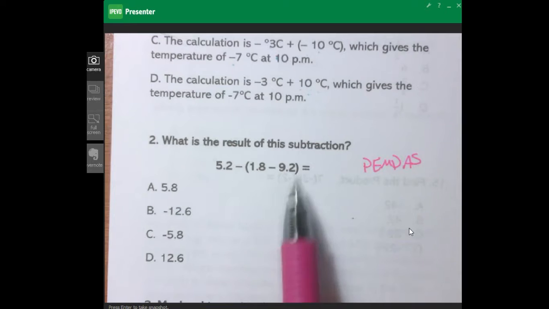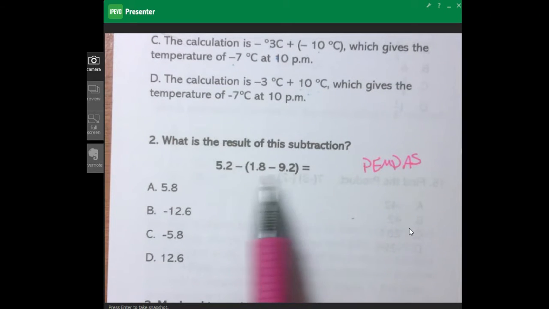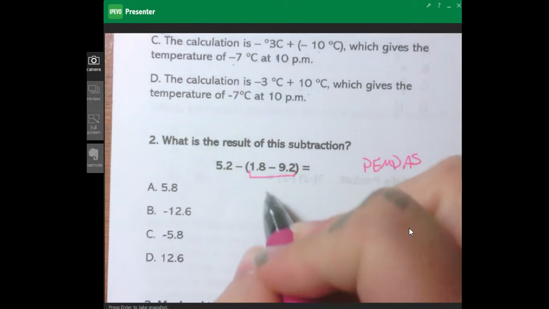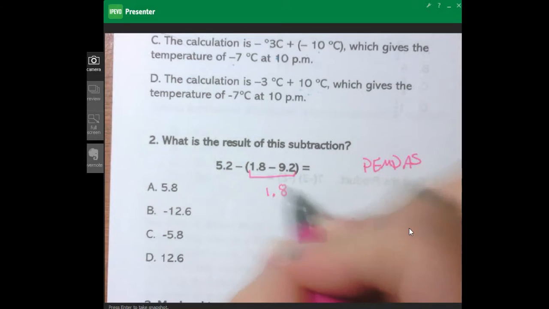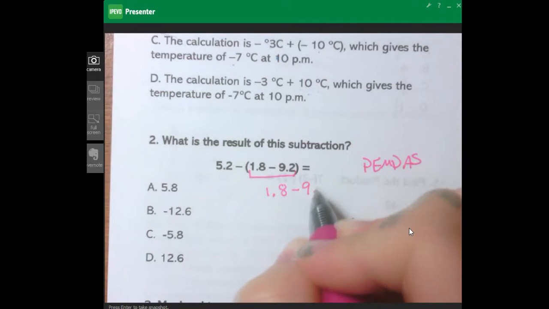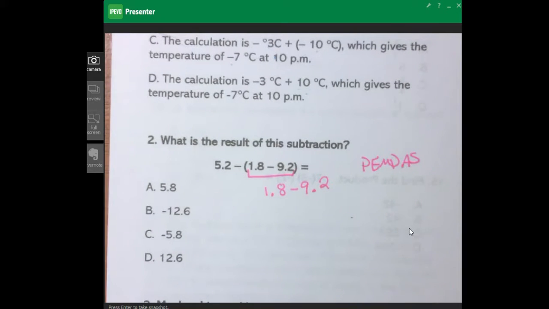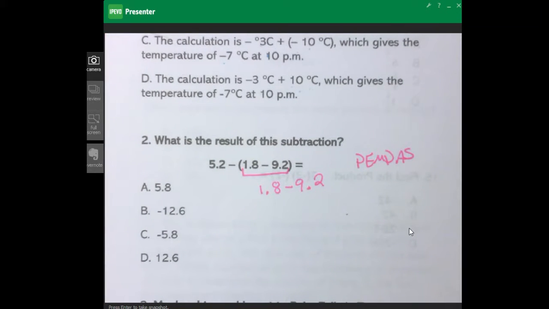So I see my parentheses here. So I'm going to start with everything that is inside. So I'm going to focus on my 1.8 minus 9.2. I'm also going to need to bring in my knowledge of rational numbers and integers and positive and negative numbers. All right. 9.2 is bigger than 1.8. So we want to say, oh, whoa, wait, I can't do that.